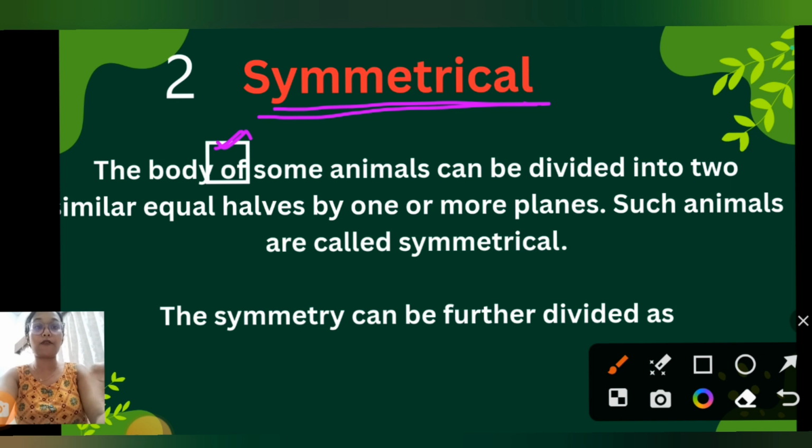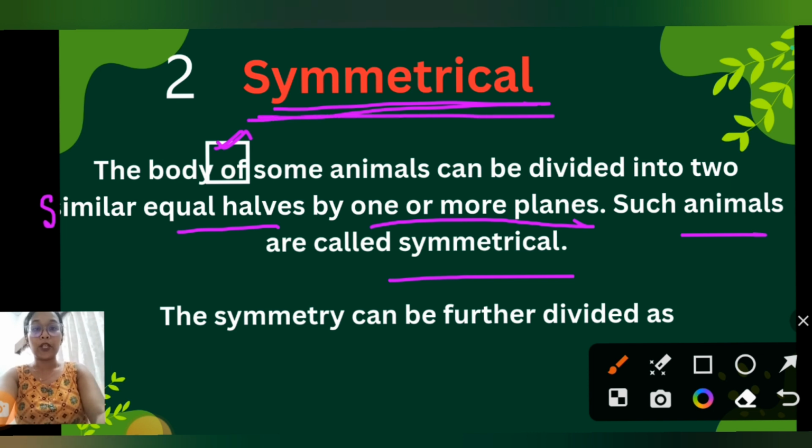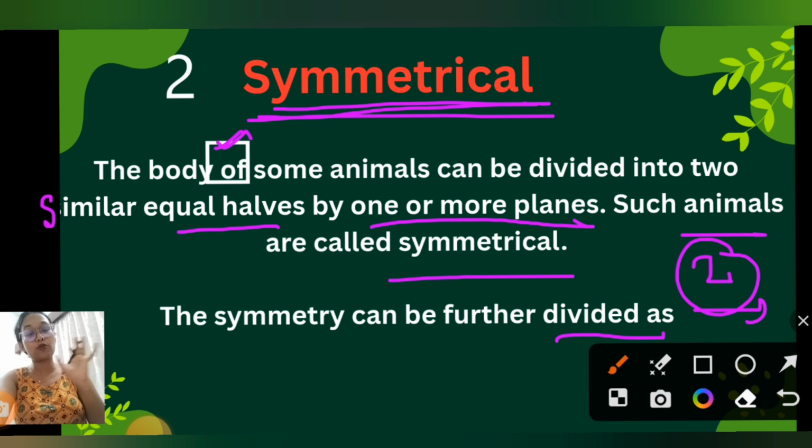Here the body of some animals can be divided into two similar equal halves by one or more planes. Okay, so we can divide it into equal halves. Such animals are called symmetrical animals. So based on symmetry, it is again further divided into two types. Symmetry has been divided into two types, asymmetrical and symmetrical. You understood what is asymmetrical and symmetrical, and this symmetrical is again further divided into two different types.